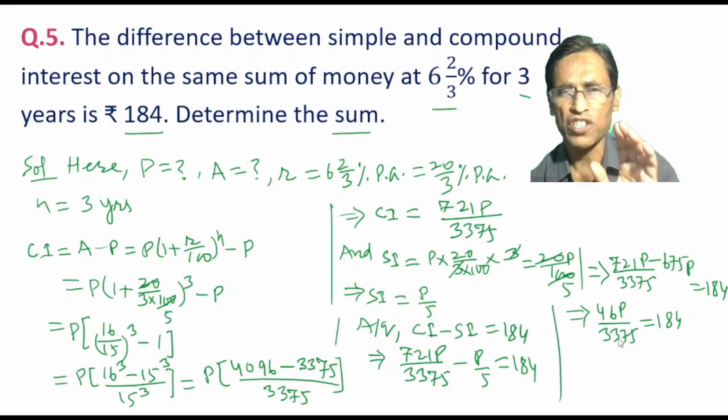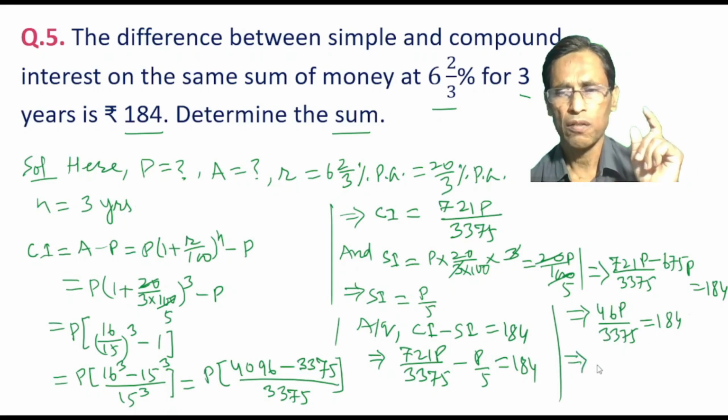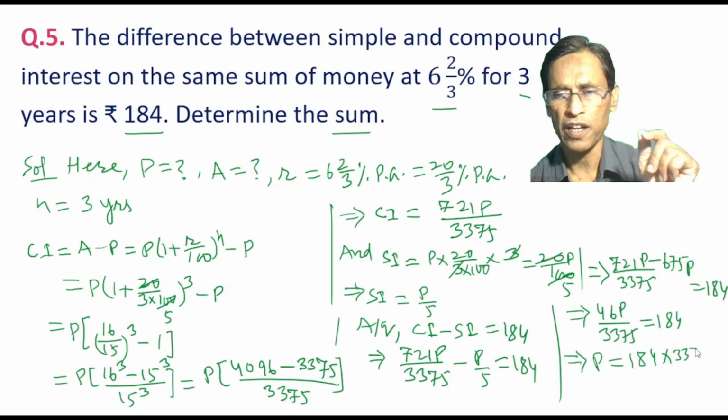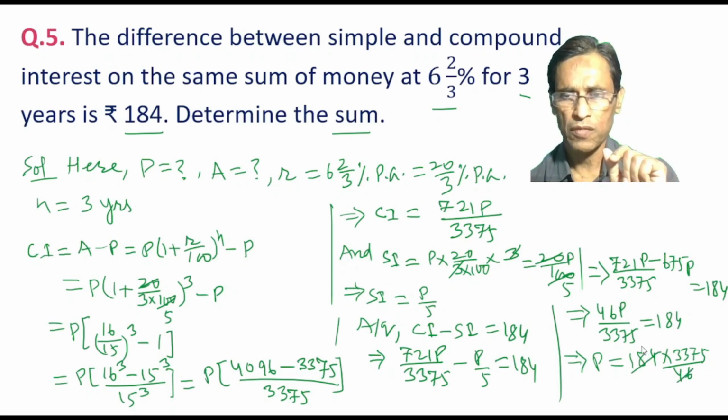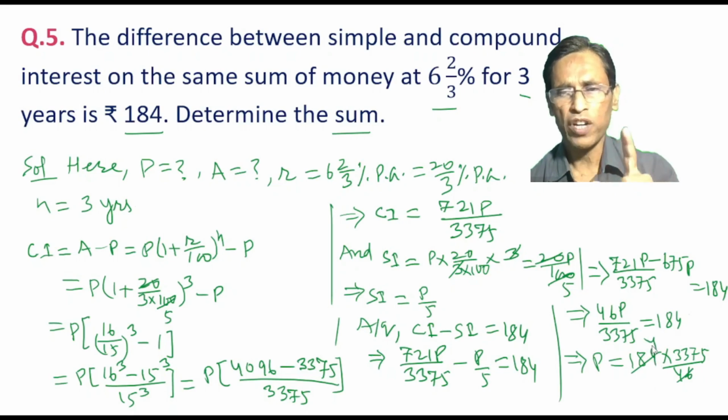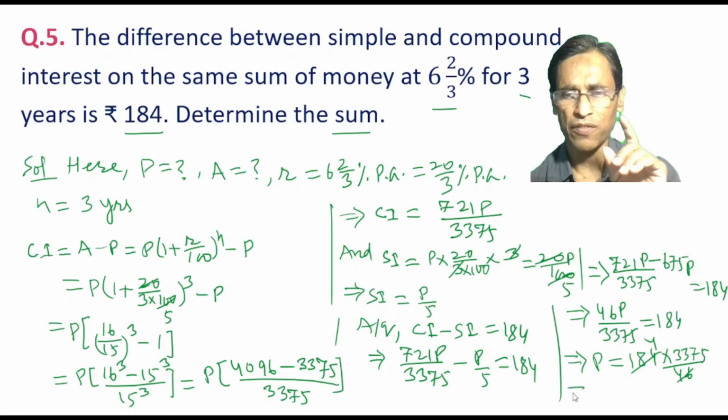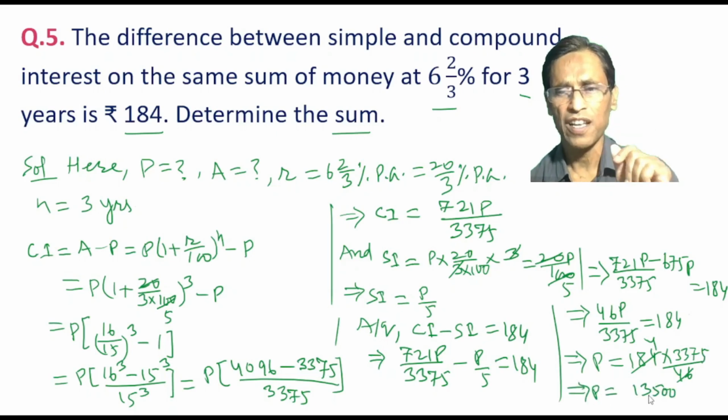Now for solving this equation for P, the factor that is with P will be transposed to the RHS. Therefore P will be 184 into 3375 by 46. Clearly 46 divides 184 in 4 times, so it is 4. And now the product of 4 and 3375 gives the value of P, which is 13,500 in rupees. So the principal which was unknown, now it is known, and it is rupees 13,500.